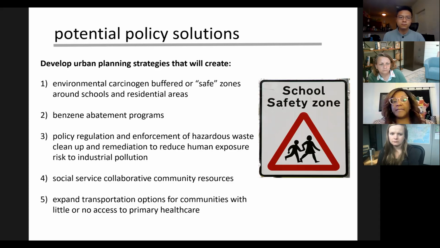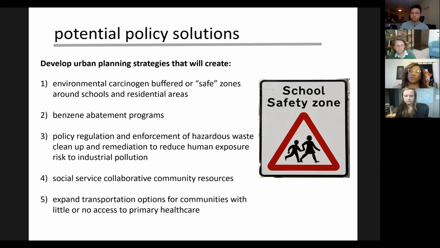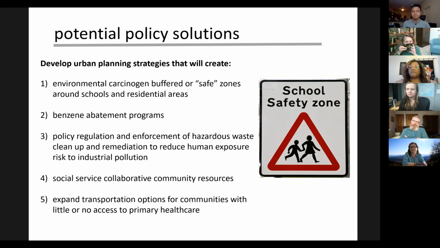They can create benzene abatement programs. There are certain trees that like benzene. Line the streets with them and allow those trees to do what they naturally do to absorb some of the benzene out of the atmosphere. Create policy regulations and enforcement on hazardous waste cleanup and remediation to reduce human exposure risk to industrial pollutions.